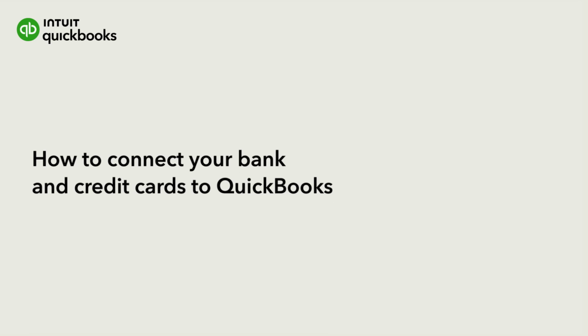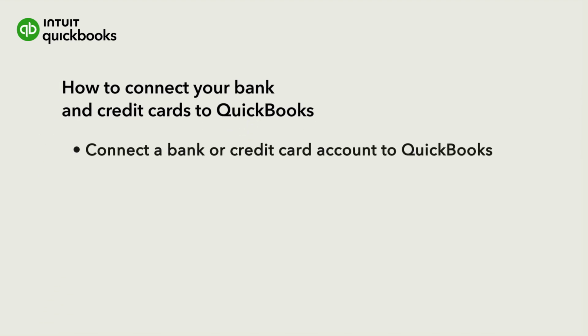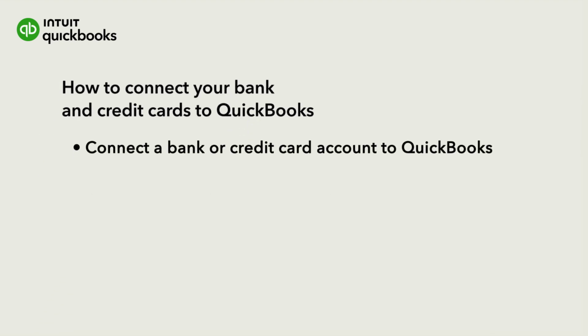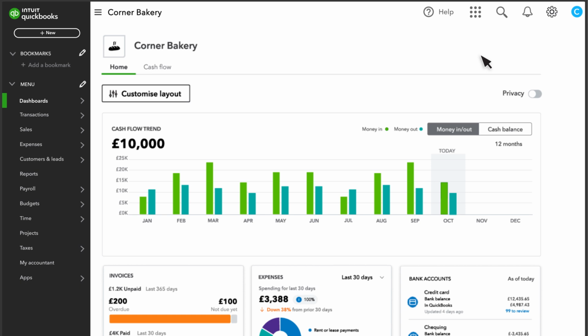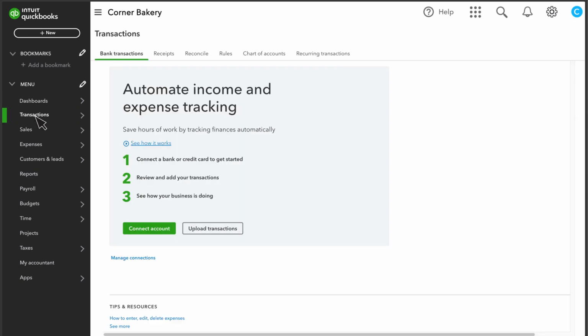Connecting your bank and credit card accounts to QuickBooks is the fastest way to accurately record your company's financial transactions. Let's go over how to connect a bank or credit card account to QuickBooks and choose how far back you want QuickBooks to pull your transaction history. To get started, go to Transactions and select Bank Transactions.